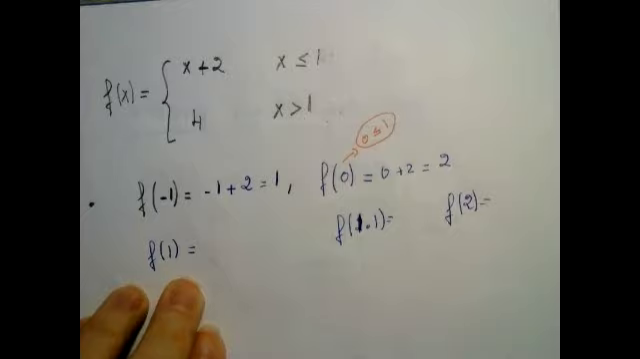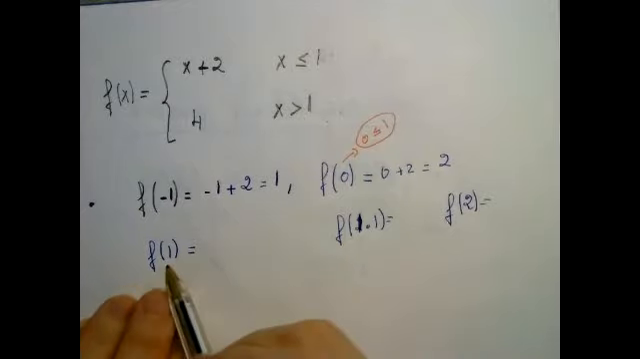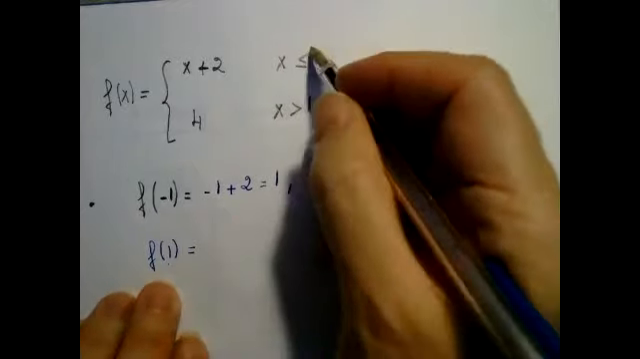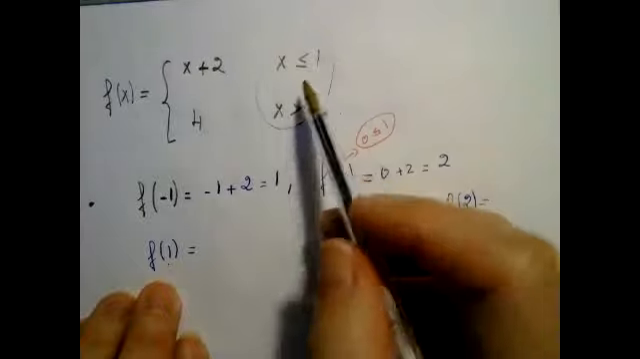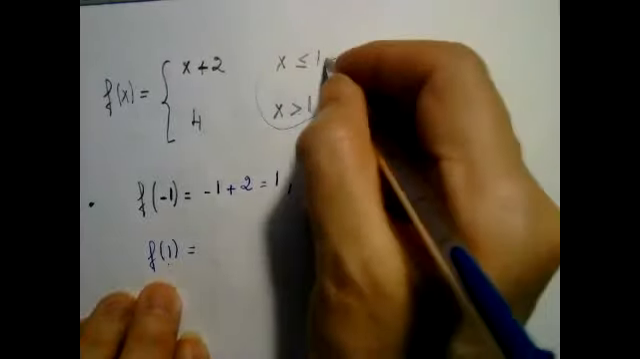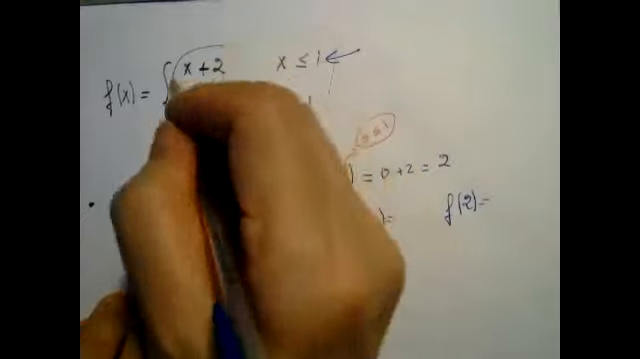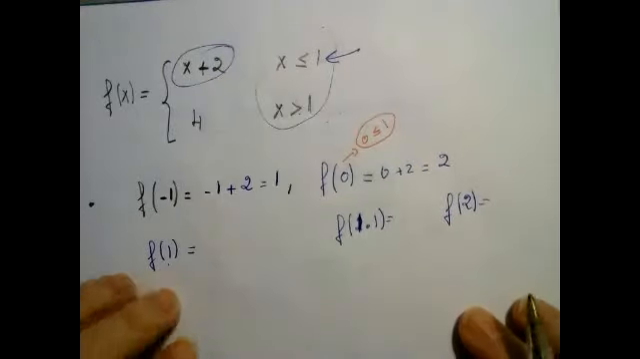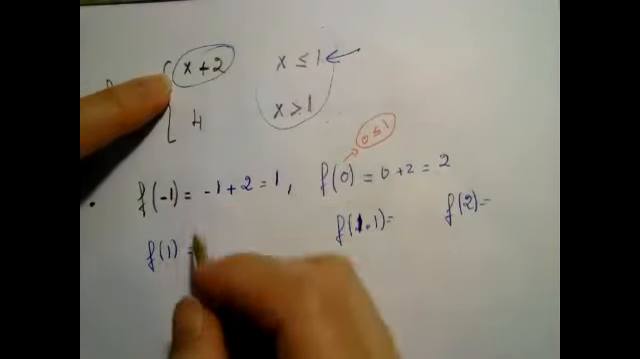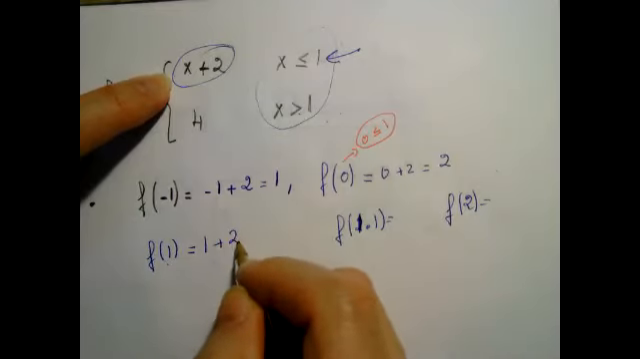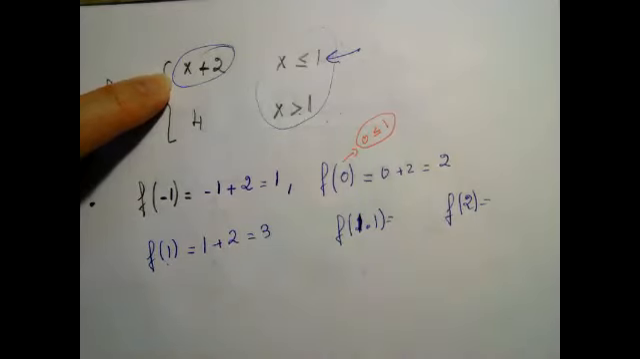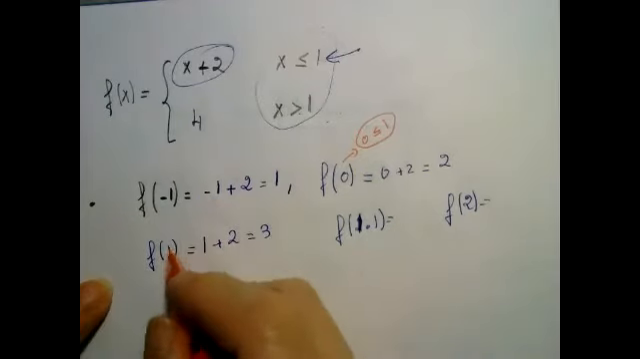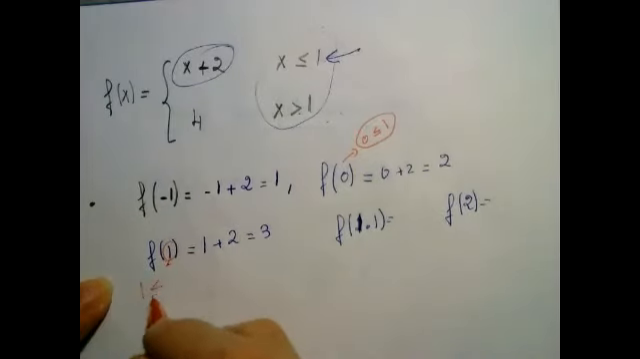The rule is x plus 2, because this is 1. Where is 1 here? You can think of it as the domain. 1 satisfies the condition less than or equal to 1, so that's the rule it satisfies. To find f of 1, I have to plug in 1 into that. So it's 1 plus 2, which is equal to 3, because 1 satisfies the condition x less than or equal to 1.